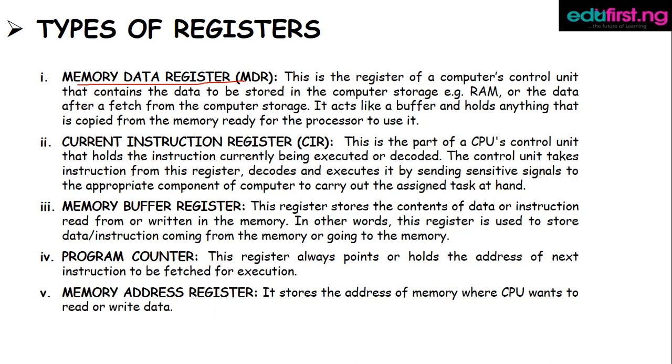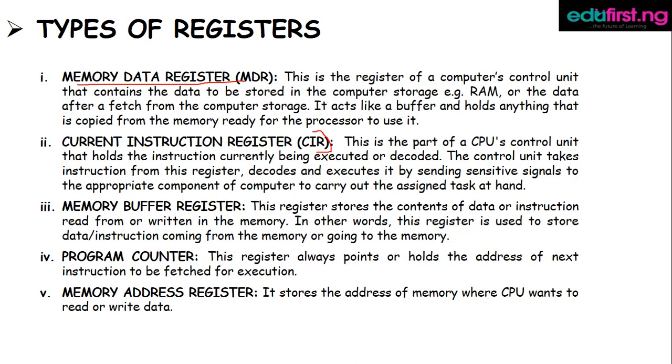Another type of register is the CIR, the current instruction register. It is a part of a CPU's control unit that holds the instruction currently being executed or decoded. The control unit takes the instruction from this register, decodes and executes it by sending signals to the appropriate components of the computer to carry out the assigned task at hand.